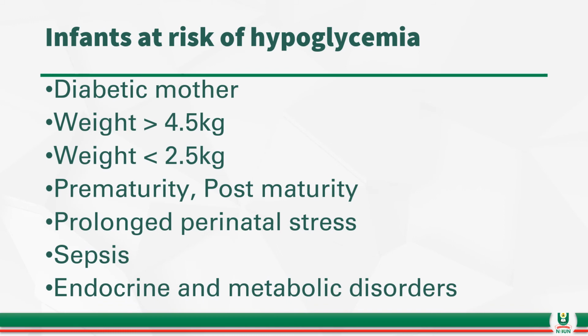Infants that are born prematurely or post-maturely, they are born post-date. Infants with prolonged perinatal stress, during delivery, the mother undergoes obstructed labor or prolonged labor, exposing the baby to unnecessary stress in the womb before the baby comes out, that can make such an infant prone to hypoglycemia. Then a baby that is infected, that has sepsis after birth, is also prone to having hypoglycemia. Then some babies that have endocrine and metabolic disorders also are prone to having hypoglycemia.